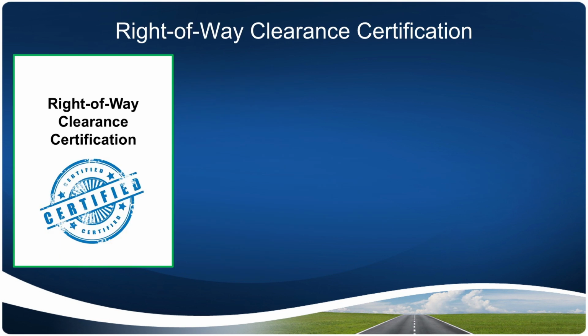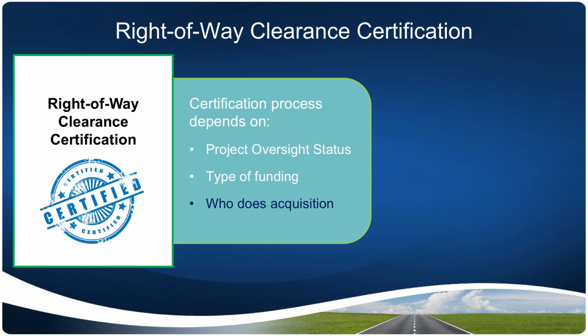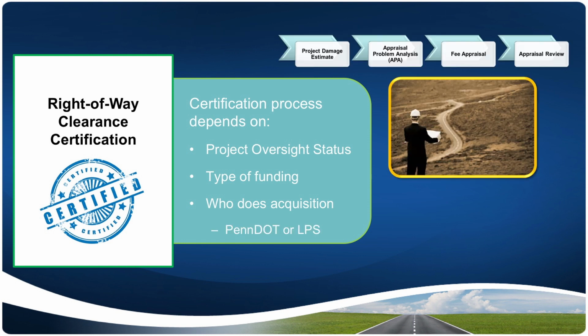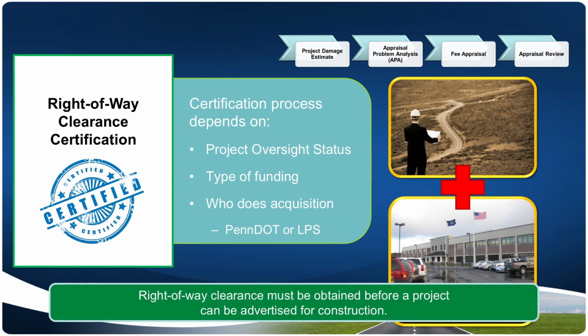Once all right-of-way impacts have been settled, including relocations, the project must obtain a right-of-way clearance certification. The certification process, including who is the approving agency, varies depending on project oversight status, type of funding, and who is doing the acquisition. For example, PennDOT or the local project sponsor. Proper documentation of the appraisal and acquisition processes, along with close coordination with the district office, will help ensure a smooth clearance process. Right-of-way clearance must be obtained before a project can be advertised for construction.